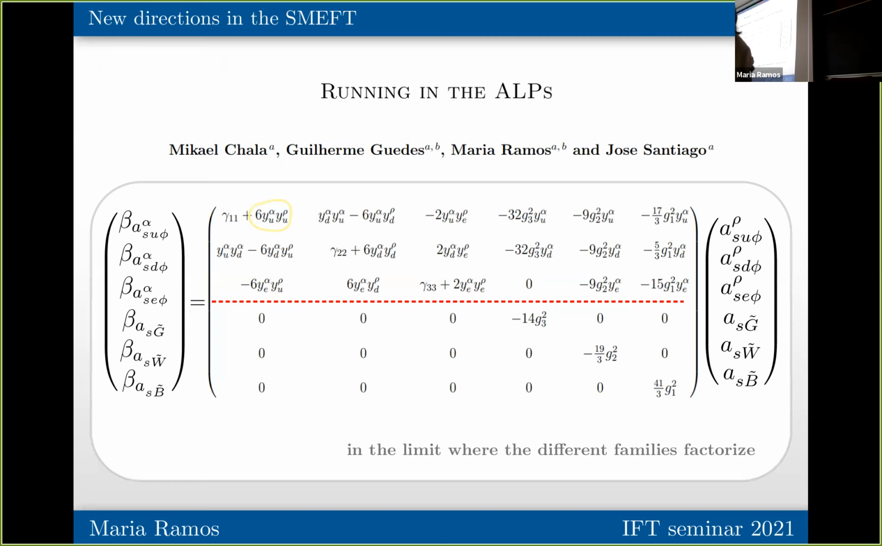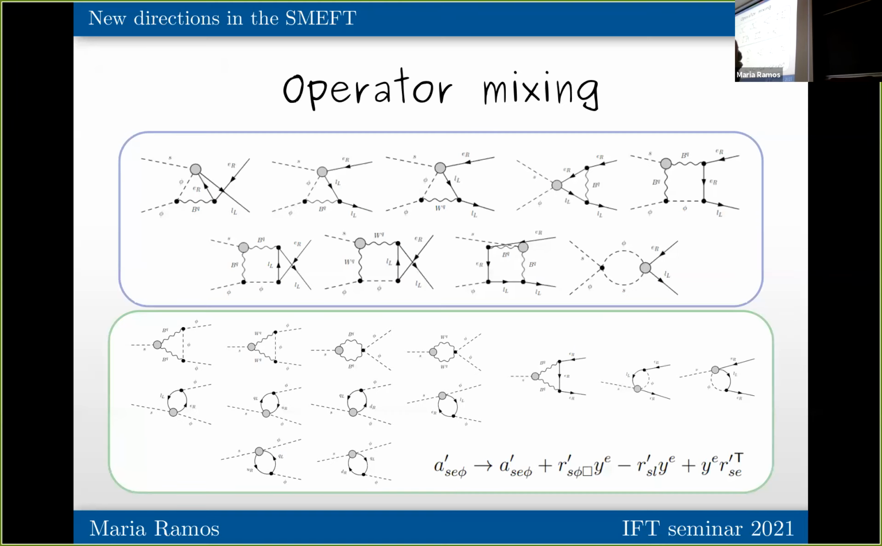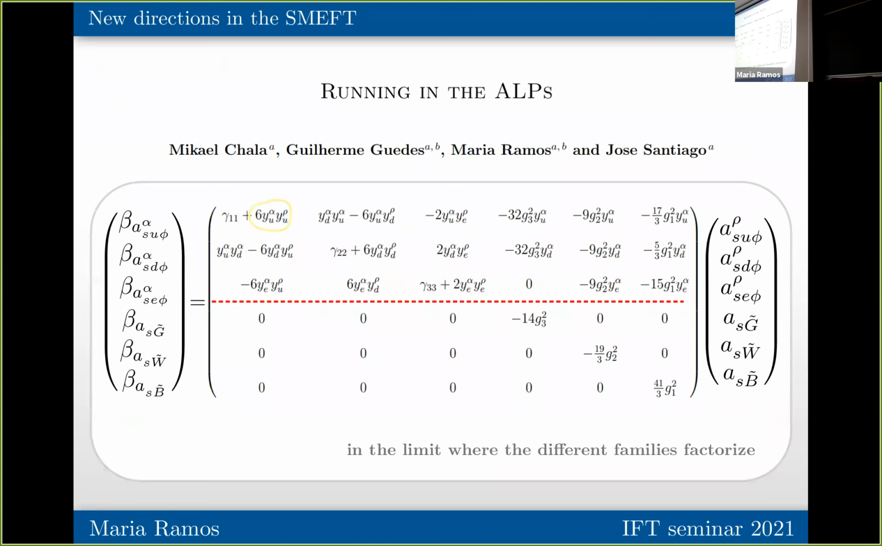Here is an example just showing the limit in which the different families factorize. That's why in the Yukawas we only have one index. But you can see that even though you consider this limit, there is some intergenerational mixing from these traces that appear from considering contributions to these redundant Higgs and ALP operators. So what we see here is that in the upper part of the matrix, everything mixes up to this trivial zero, which is due to the fact that, of course, leptons are not SU(3) charged, so the mixing from these operators is not present with the gluon.